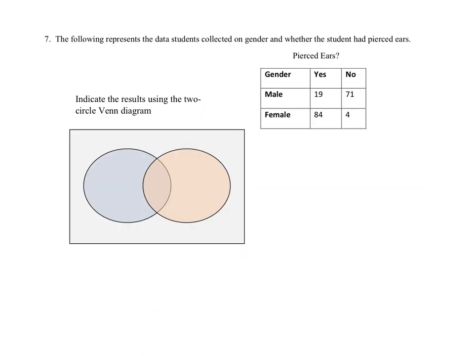For the last example in this video, I know it's getting very lengthy and I do apologize for that. We have another Venn diagram exercise. So it says the following represents data students collected on gender and whether students had pierced ears. So again, we have these two bubbles. There are no numbers in here. We have some stuff over here. I'll get to that in a minute. We don't even need this yet.